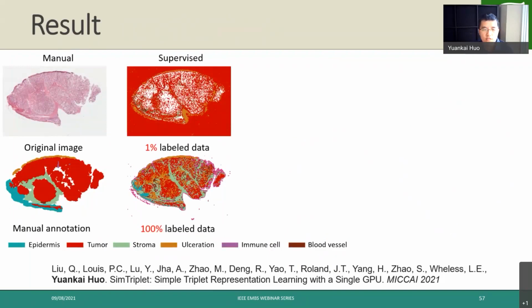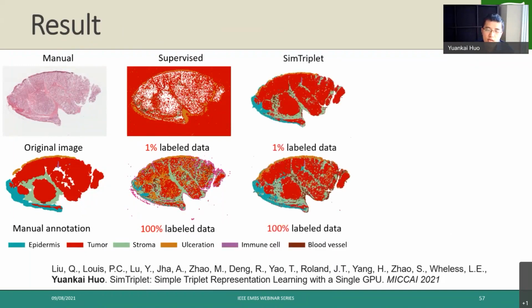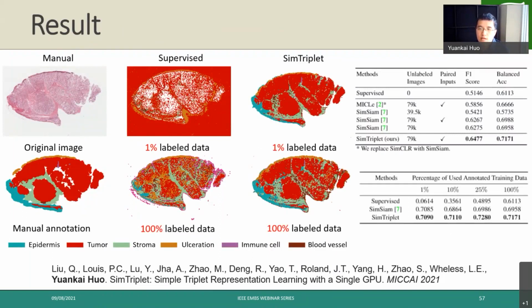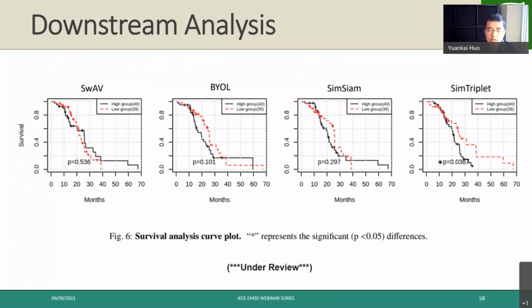And here's an example. If we only have a small number of annotations, supervised learning basically crashes. But with self-supervised learning using SimTriplet, even 1% level can give us really good segmentation performance. And since we have the explicit momentum, the performance is better than SimSiam. Now we are doing downstream analysis that uses the features extracted from self-supervised learning for survival analysis. We can see our SimTriplet gets significant survival results compared with BYOL and SimSiam.